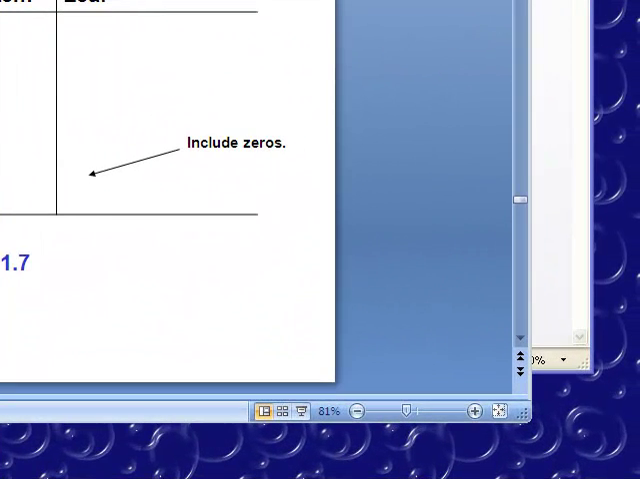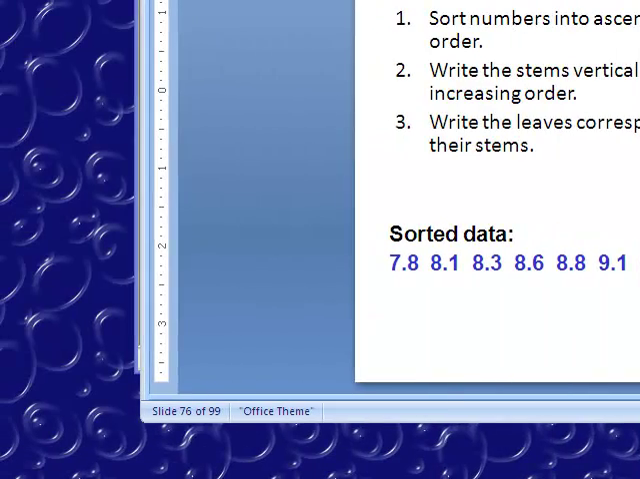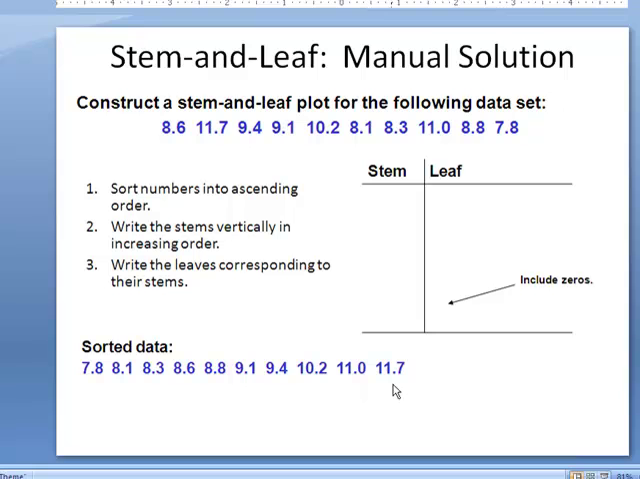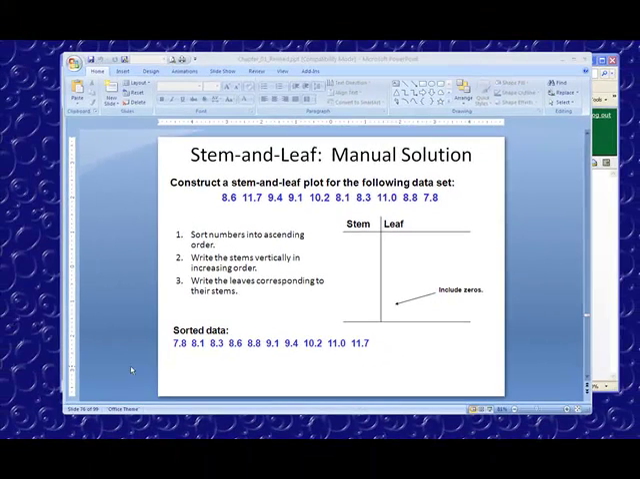So let's look at this example. Here's our data, 8.6, 11.7, 9.4, and so forth. We have our sorted data here at the bottom. So what I would like you to do is a stem and leaf plot. I would suggest that you stop the tape, do it, and make sure that you get the answer, or the stem and leaf, that I get.